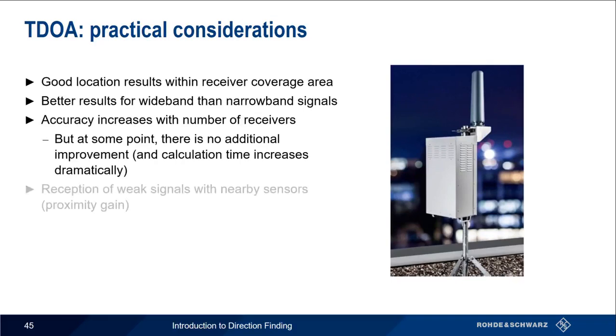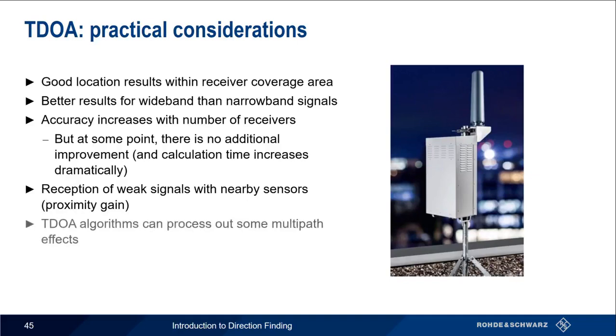TDOA also offers something called proximity gain, which is really just another way of saying that you're more likely to receive a weaker signal if you have lots of sensors in the area. The odds of one of the sensors being physically close to the source is higher. And finally, some TDOA algorithms can detect and process out many of the effects of multipath.